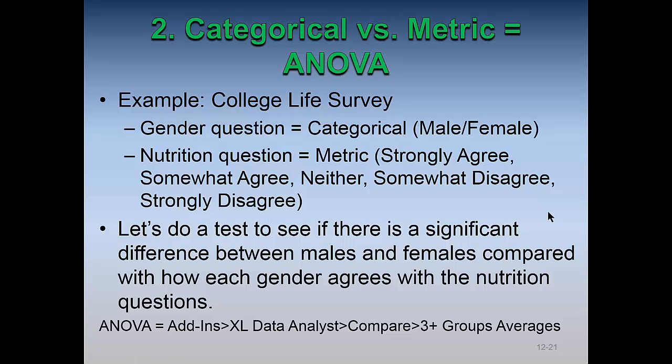So as a matter of fact, there's going to be a two-part test. The first thing we do is this 3+ groups average, and we're going to again use the College Life Survey. We're going to look at gender, which is a categorical question, male, female, and then we're going to compare it against the nutrition question to see if there's a significant difference between males and females and how they relate to some of these nutrition questions.